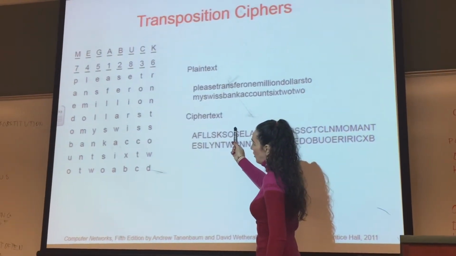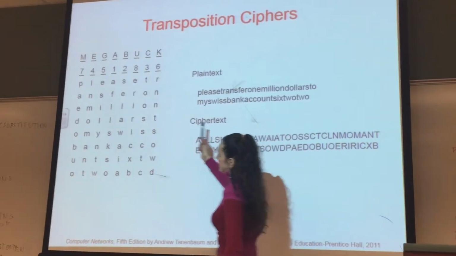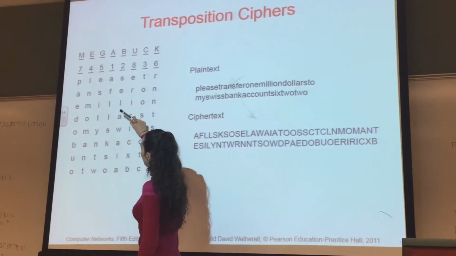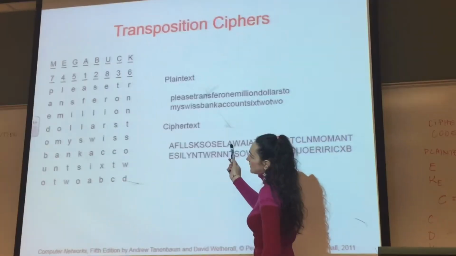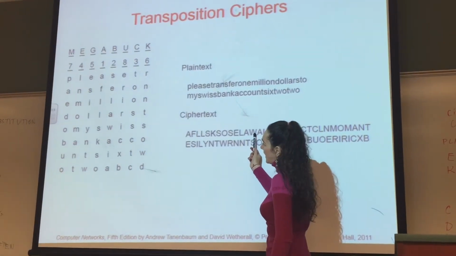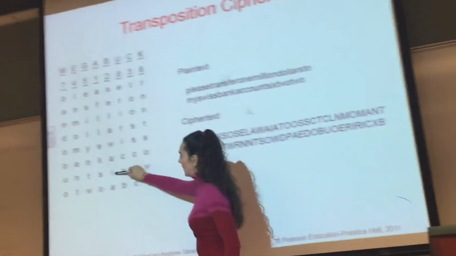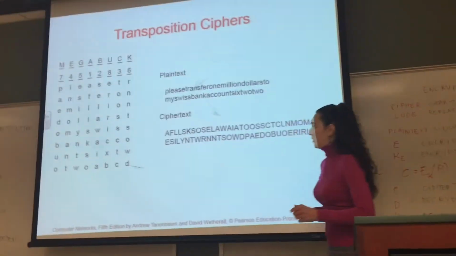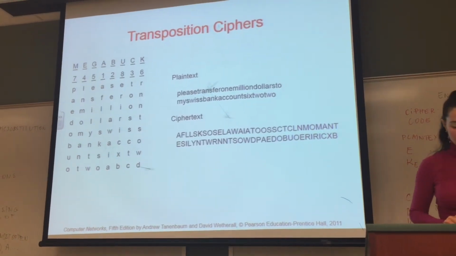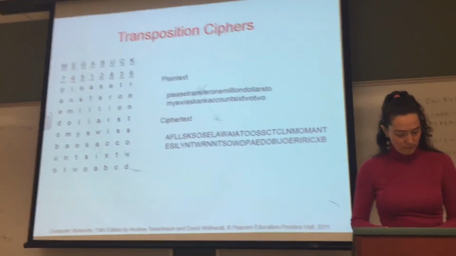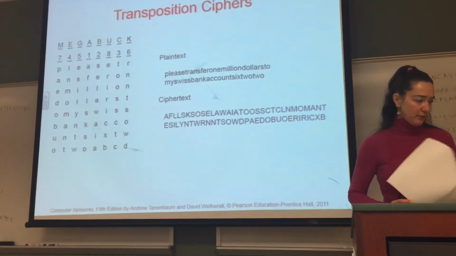Next, the second column. In the second column, we have S, E, L, A. So from here, S, E, L, A, W, A, I, A. And next, the third column. That's a little bit harder to guess, either by brute force attack or by statistical properties of language.